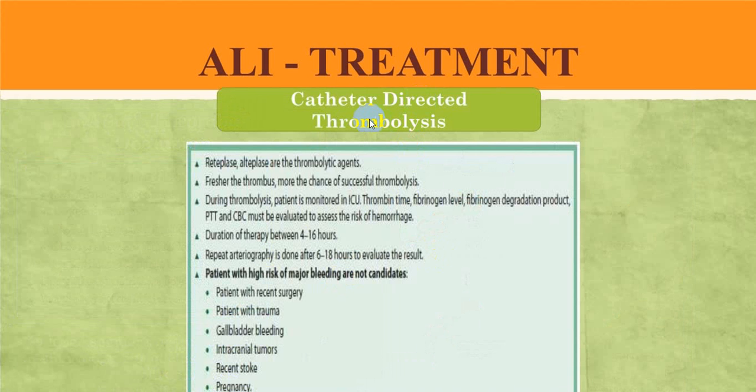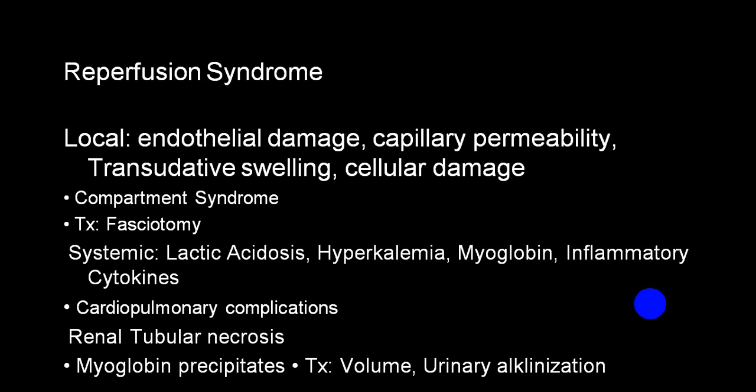So these are catheter directed thrombolysis, in short form called CDT. So you can go for all those different types of mechanical and chemical revascularization. You can have reperfusion syndromes, sometimes at the local level, compartment syndrome, systemic effects, and cardiopulmonary complications. You can have renal tubular necrosis, and myoglobin can be precipitated. All these complications can happen secondary to reperfusion syndrome.